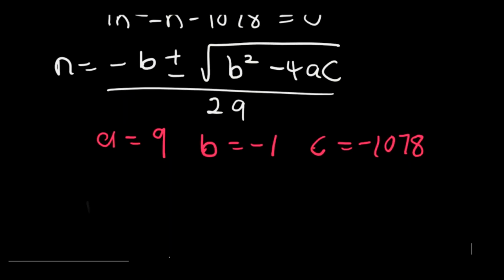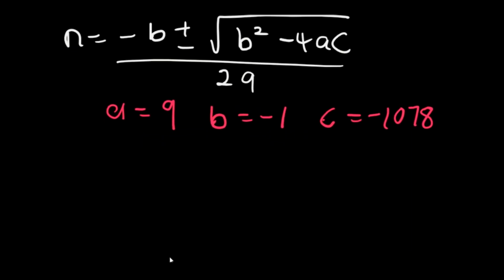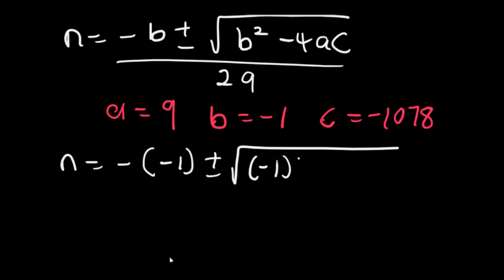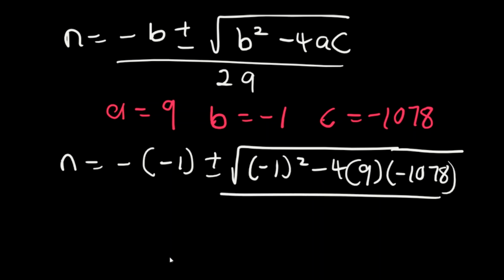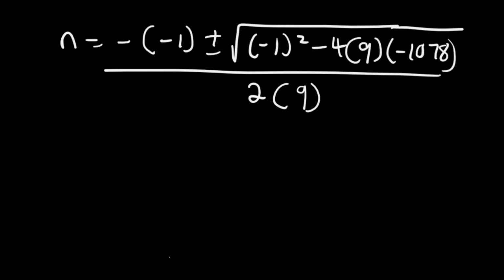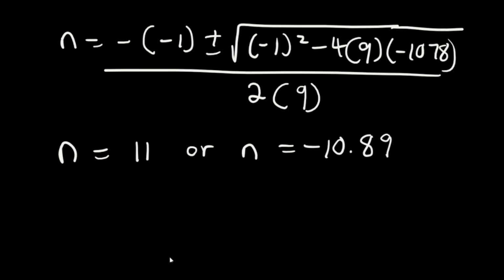So we're going to substitute that into our quadratic formula, which would be n equals minus our b value, minus 1, plus or minus the root of minus 1 squared minus 4 into 9 multiplied by minus 1078, right? And then we divide everything by 2 into our a value, which is 9. Punch this in the calculator. What I'm getting from my side is n equals 11, or n equals minus 10.89. You're going to get it as a fraction, doesn't matter.